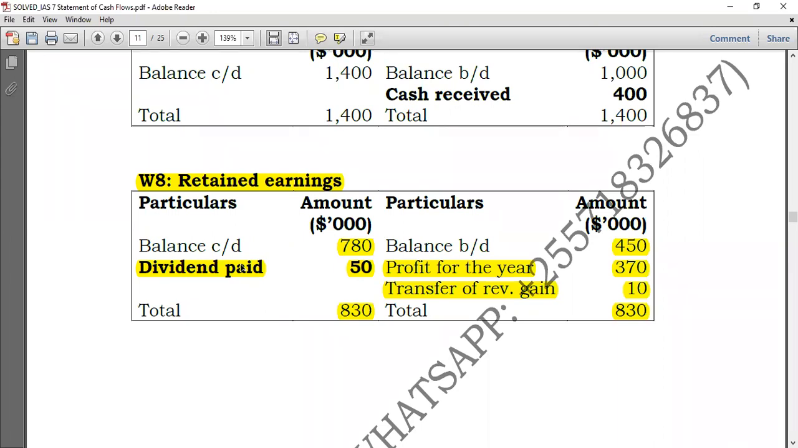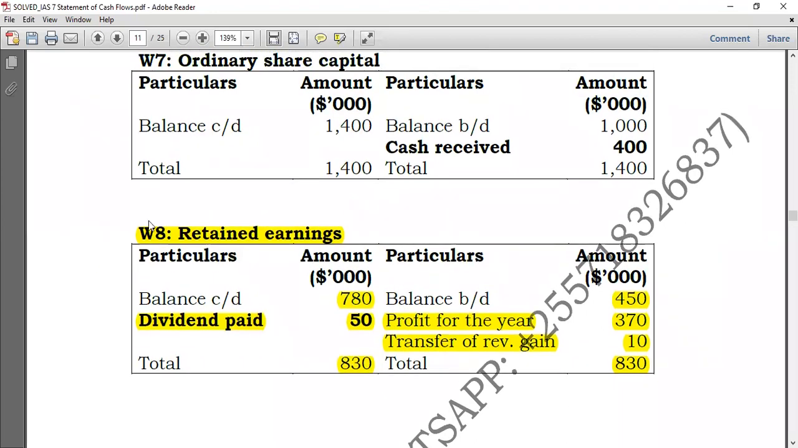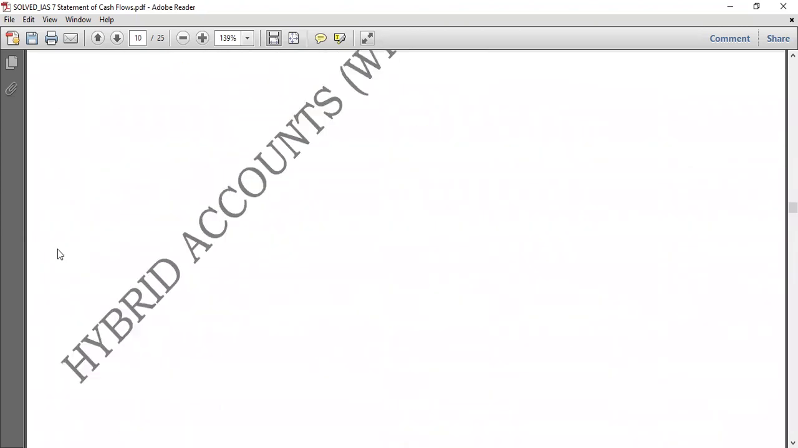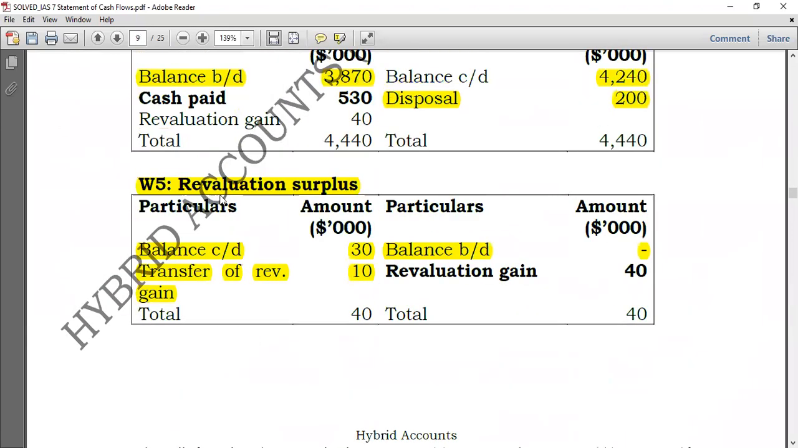But you really need to understand what goes on right here. All right? So I'm done with that. So I could say, I got the dividend paid here of how much? Of 50. And then as for the revaluation surplus account, you can also close it. Where is it? Revaluation surplus account, I could also close it. 30 plus 10 equals 40.